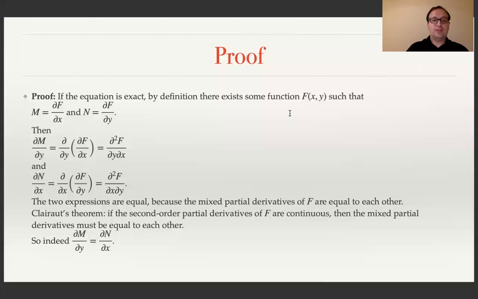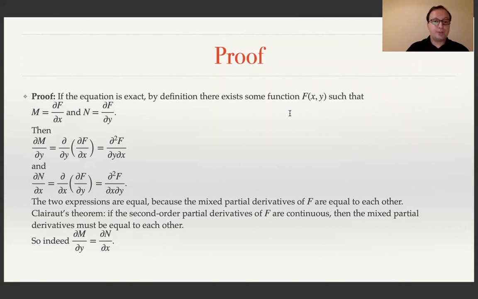The proof of the exactness criterion, I guess, has two parts. First, we assume that the equation is exact and prove that the criterion must be true. And then on the next page, we'll assume that the criterion is true and we'll prove that the equation must be exact.